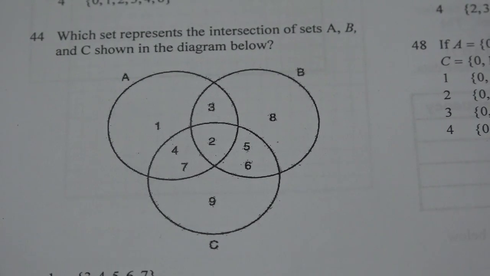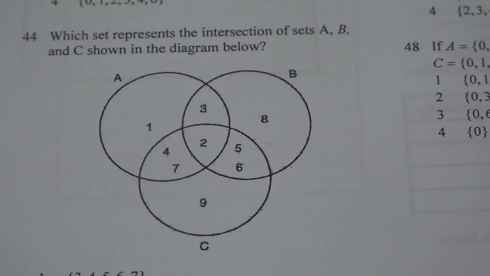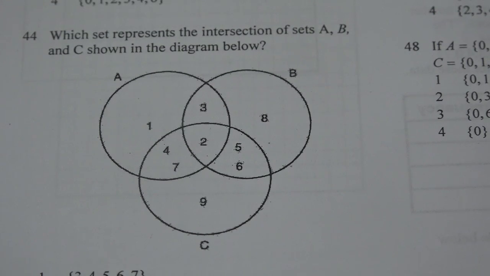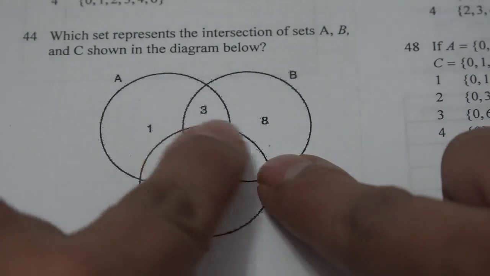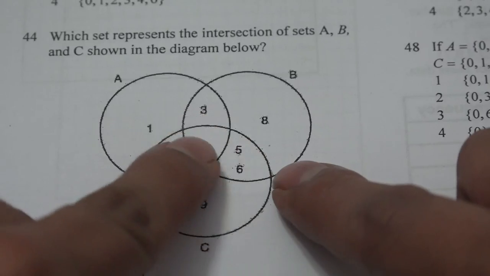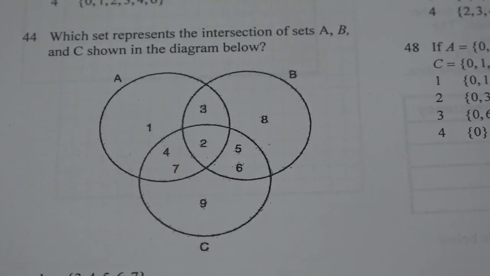This is not different than what we've been doing. So we have A, B, and C. They want to know what the intersection is. Well, the intersection, my friends, is where all the circles meet. Look at this. This part is common to this circle and this circle, but not this circle. So figure out what the intersection is.